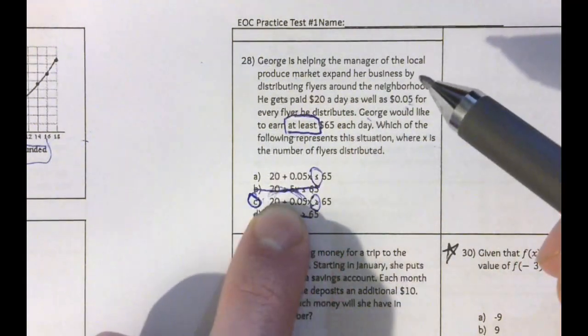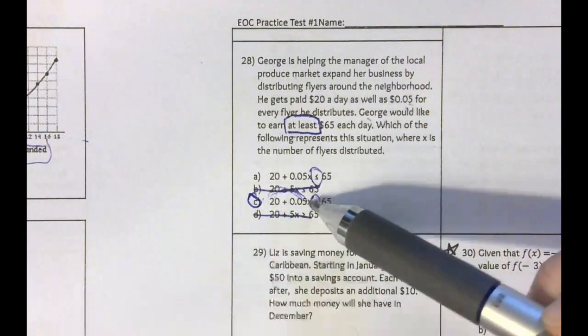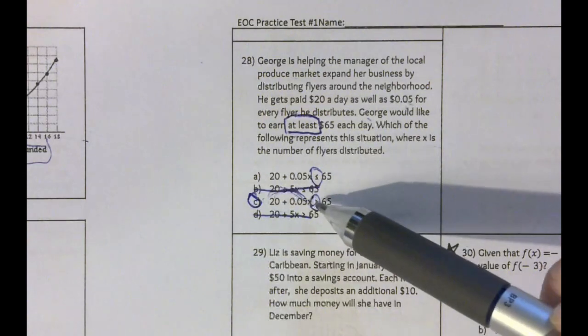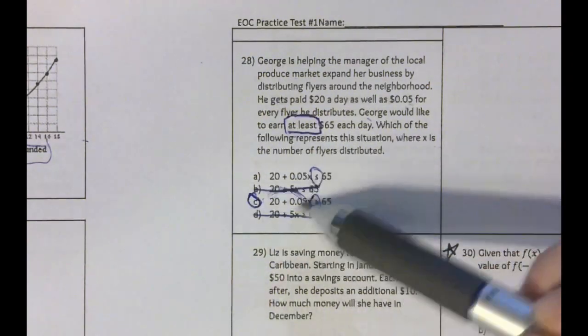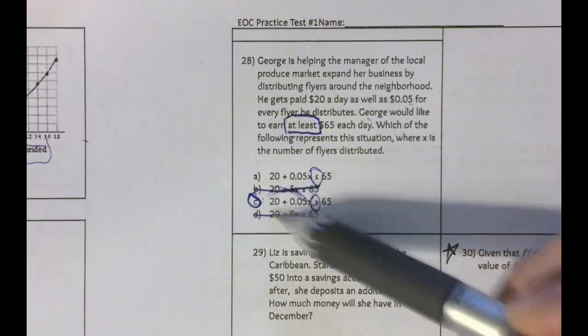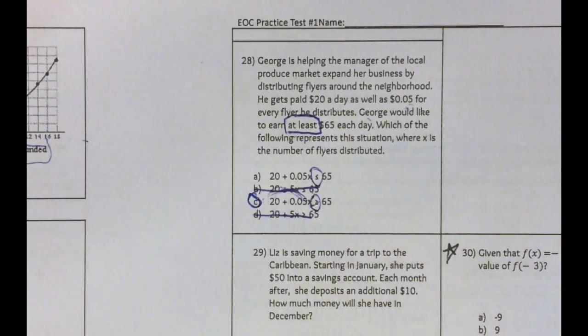Remember, this side over here represents how much money he's actually making. We'll put in whatever, depending on how many flyers he sets out, that'll determine exactly how much money he made. And he's hoping that the amount of money he makes is more than or equal to 65. That's what at least means. Cool. 29.